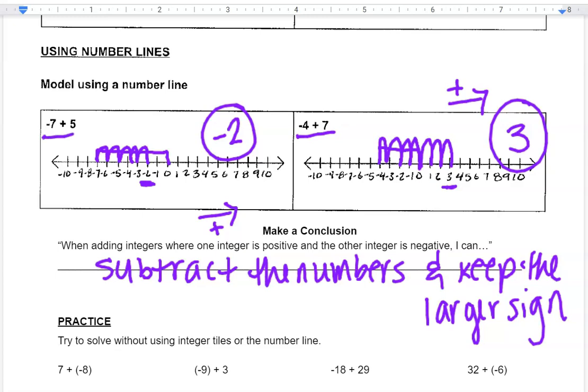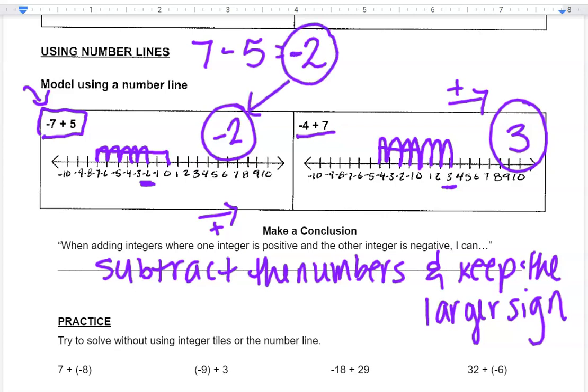So if we go back up to this example, -7 plus 5, if we subtract the numbers, we would do 7 minus 5, which is 2. And then keep the larger sign, which means which number, if we took away the negative, would be bigger? Well, that would be 7. Or which has more? Do we have more negative numbers or do we have more positive numbers? In this case, we have more negative numbers because 7 is bigger, which means our answer becomes negative. So then that matches what we got using our number line.